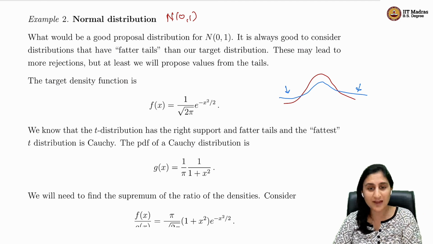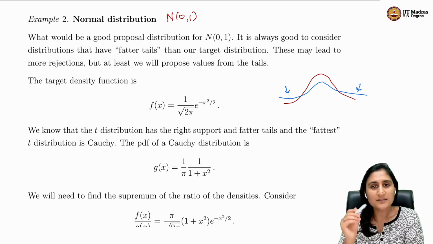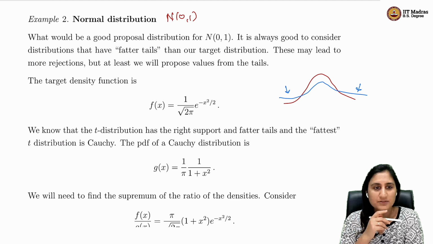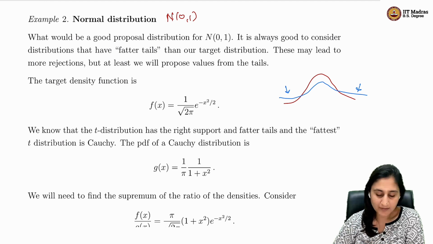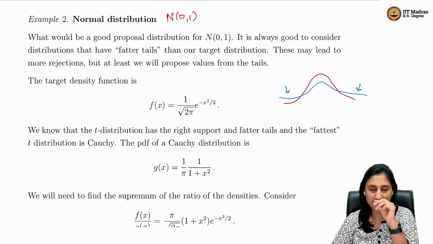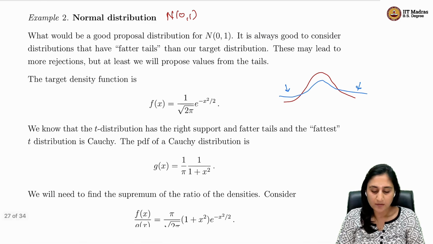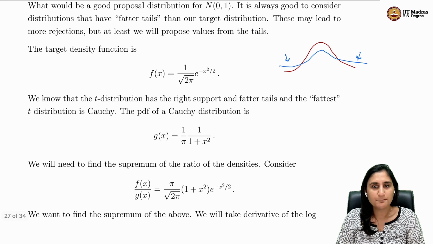And so that is so that f by g can remain bounded. So keeping that in mind, we want to choose a proposal distribution. Now recall the target density is the standard Gaussian density, which is f of x equals 1 by square root 2 pi e to the power minus x squared by 2. Now, this is the Gaussian distribution.